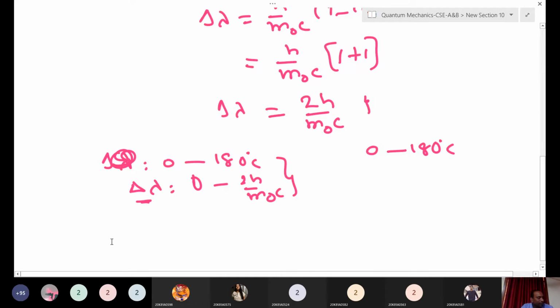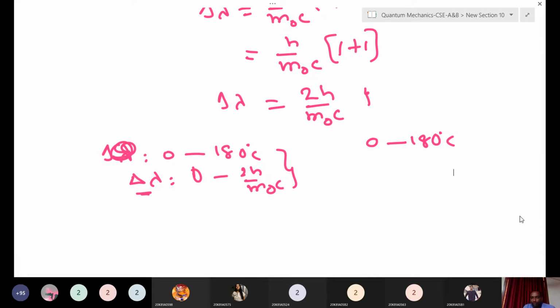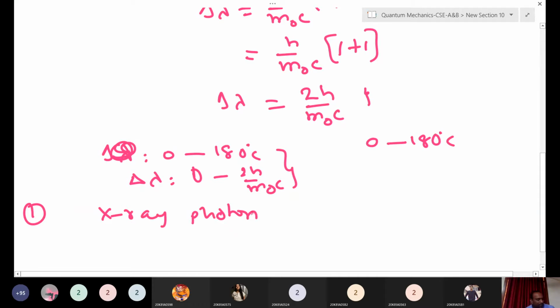Okay, can we do one problem? I will solve one small example problem, and then after that we'll go to the next topic. Okay, so we'll solve one example problem. This is also very important. Suppose an X-ray photon. Okay, please write it down and please solve it. Yeah, a very, very easy problem.